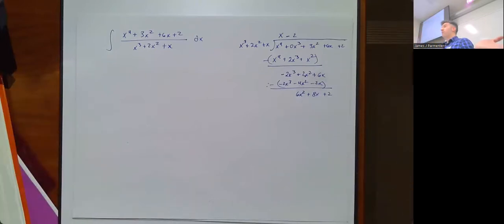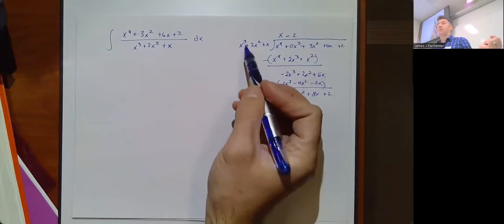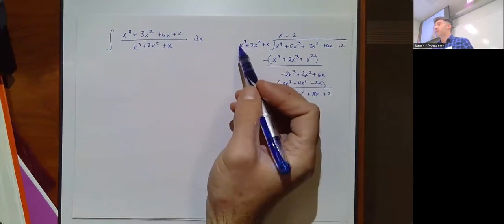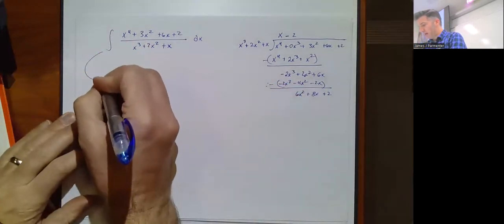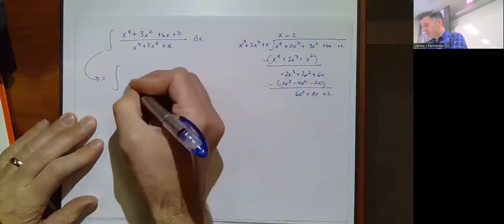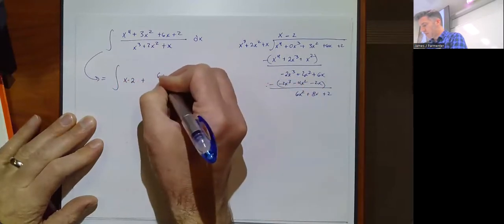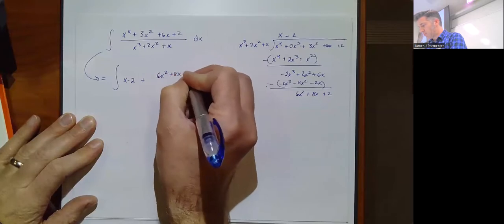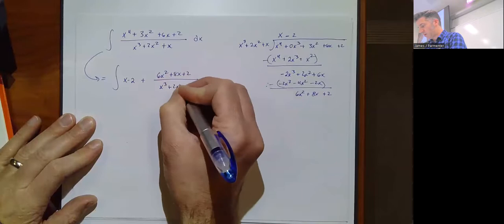And we're done with the division, right? This power here, this degree here is less than that degree here, so we can't continue on. So now we have to rewrite the integral. We're going to rewrite this as the integral of the quotient x minus 2 plus the remainder 6x squared plus 8x plus 2 divided by the divisor x cubed plus 2x squared plus x.